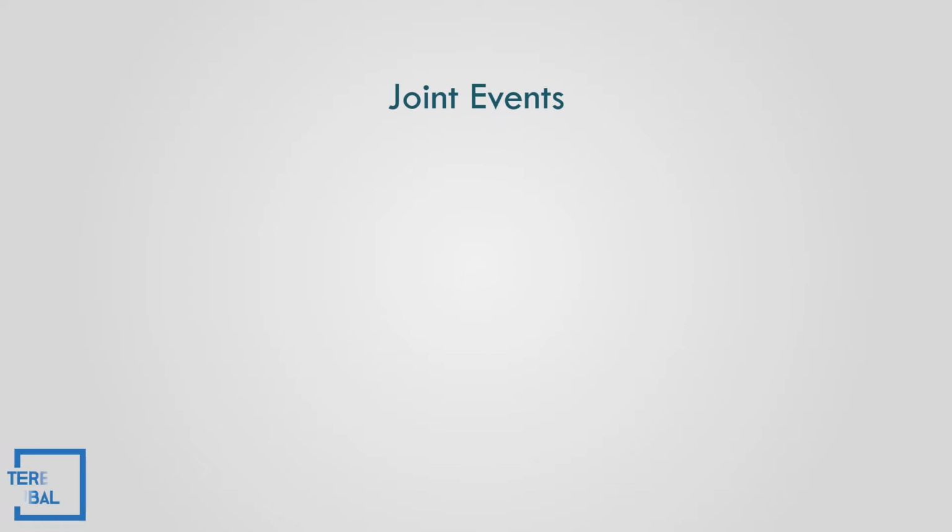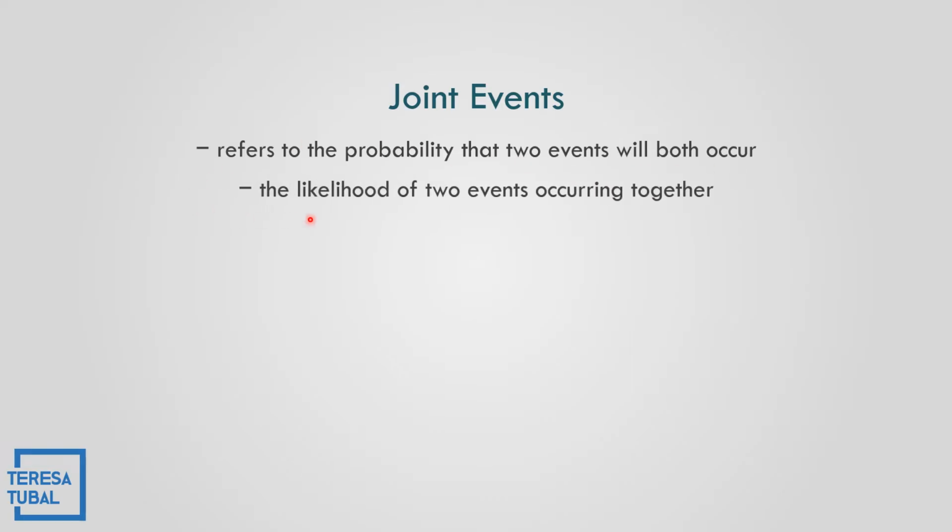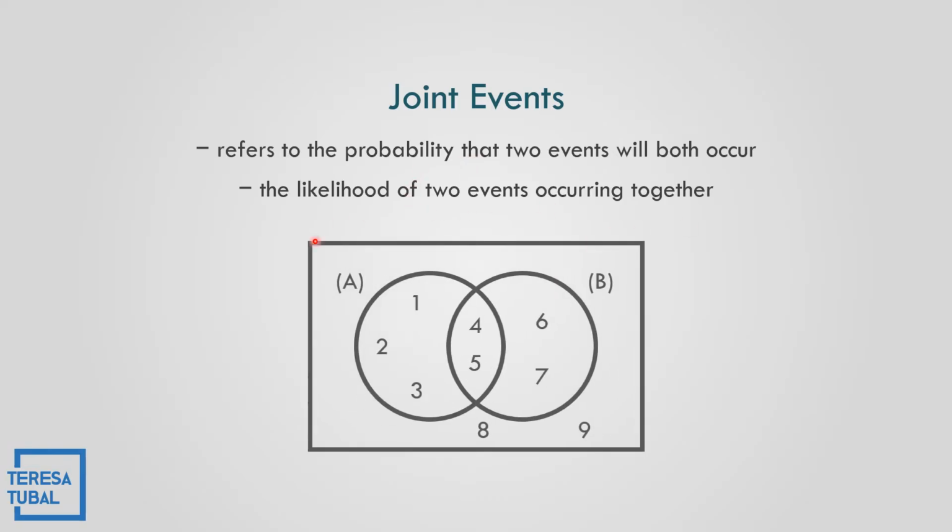So what is joint events? It refers to the probability that two events will both occur. It also refers to the likelihood of two events occurring together. As you can see in a Venn diagram, we have event A and event B. Event A joins event B. So this example is a joint event.